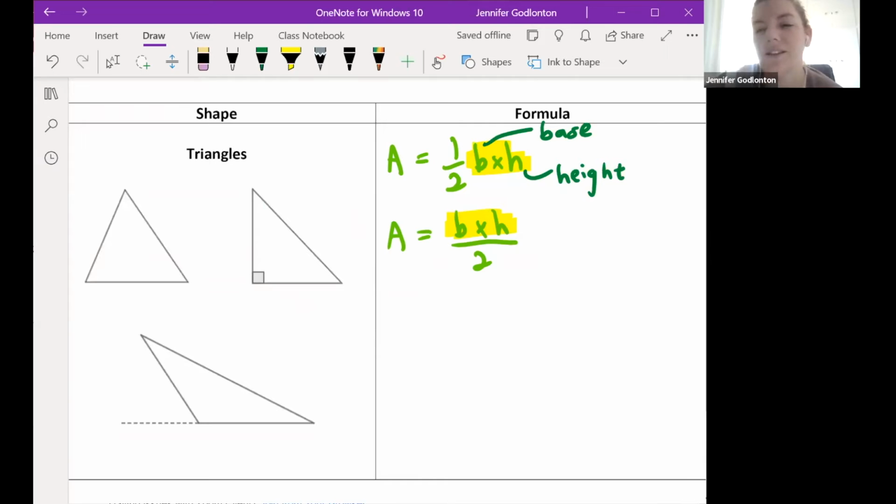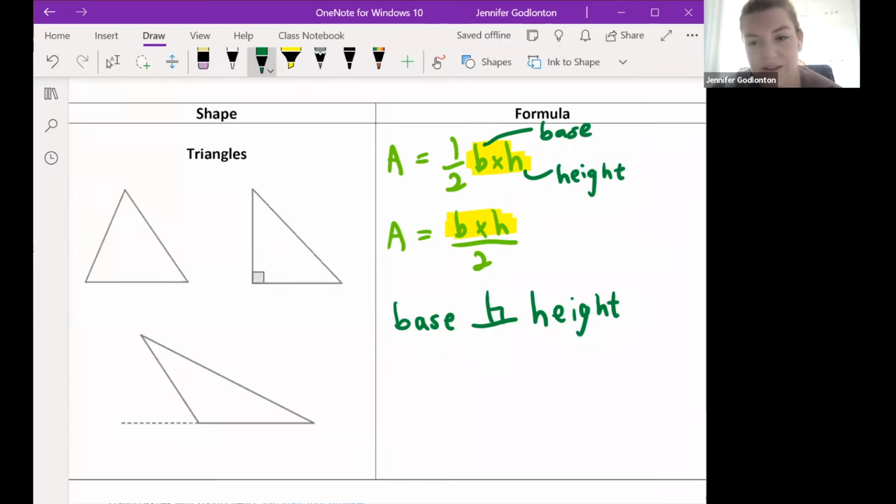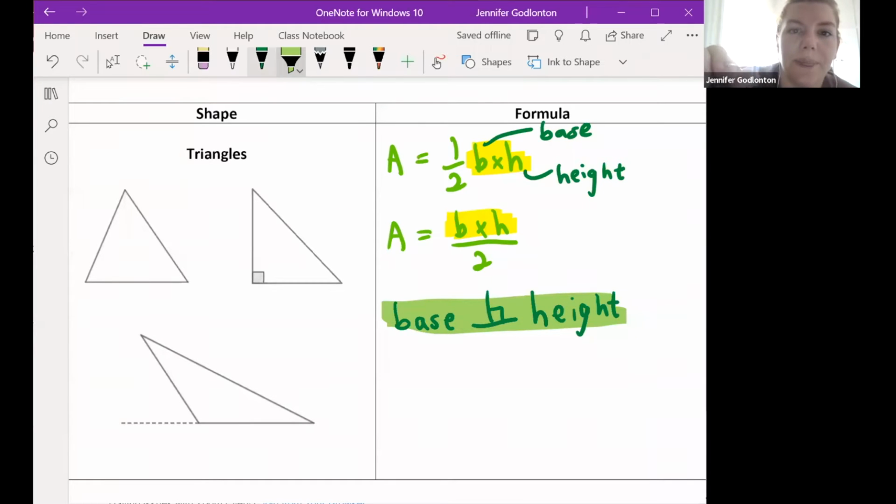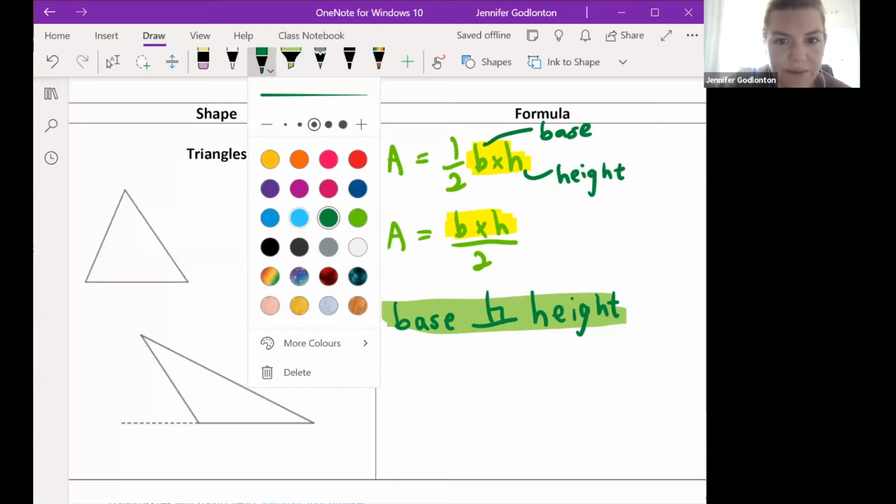Haven't done this in school yet. Okay, that's not a problem. Let me explain it to you then. When we have a base and a height in triangles, the most important thing is that they are perpendicular to each other. So our base has to be perpendicular to our height. Perpendicular means it needs to be at 90 degrees. So when we're working with the formulas of our different triangles, we have to keep in mind that our base has to be perpendicular to our height. It's like a non-negotiable.